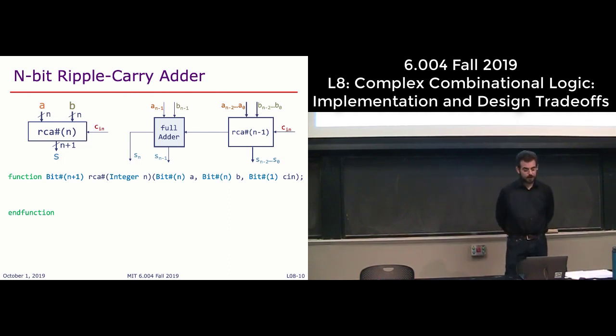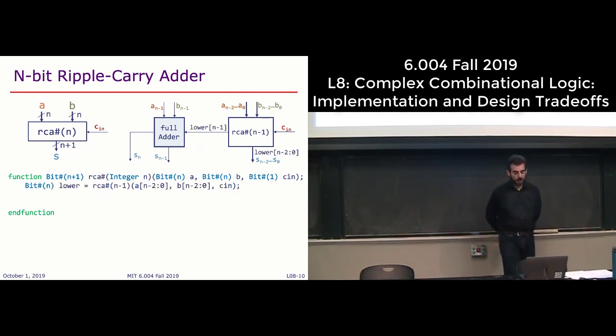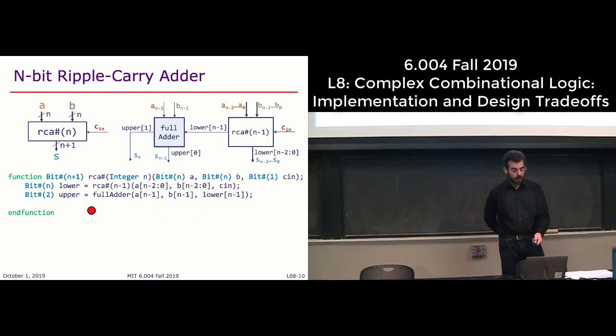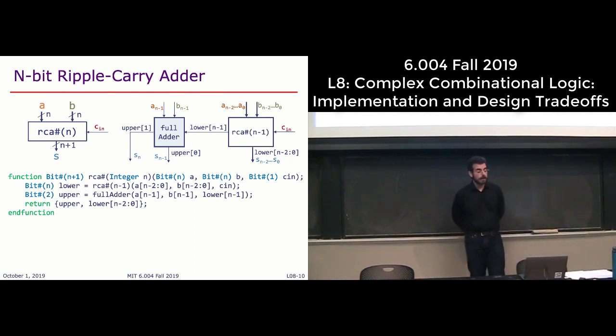How do we fill this in? Well, remember the code that I showed you before. We did lower, upper. In this case, the n minus 1 is going to be the lower part. So we just call RCA of n minus 1 with all the bits of A and B except the most significant ones. And then this is going to return an n-bit result. We're going to use the upper bit as input to this full adder, and then this is going to generate a 2-bit value, upper 0, upper 1. And we just need to return that 2-bit value as the two most significant bits, and then the remaining bits of the output of RCA of n minus 1.